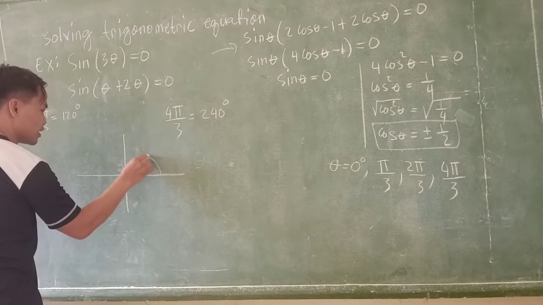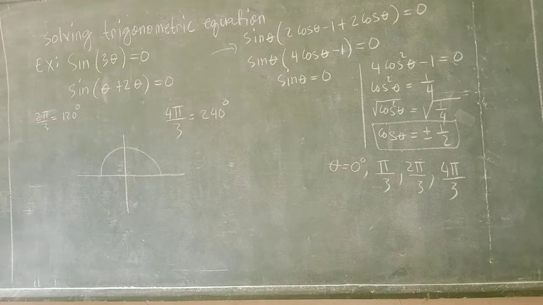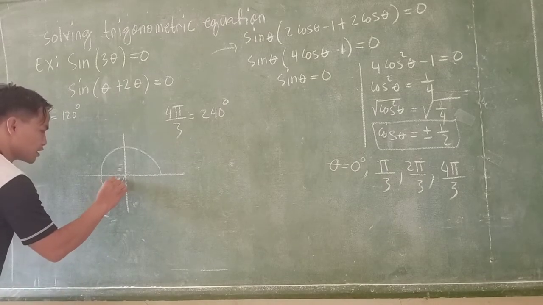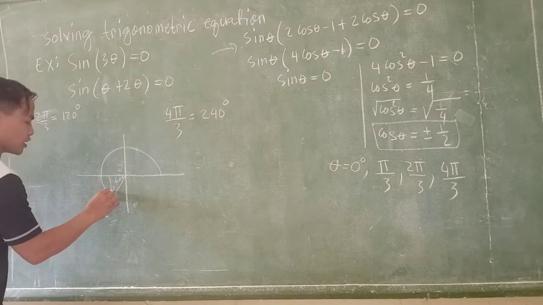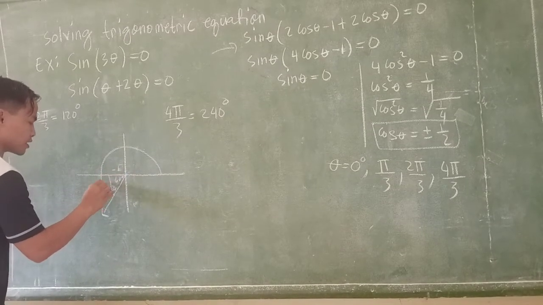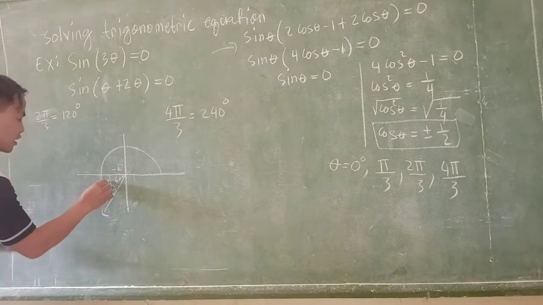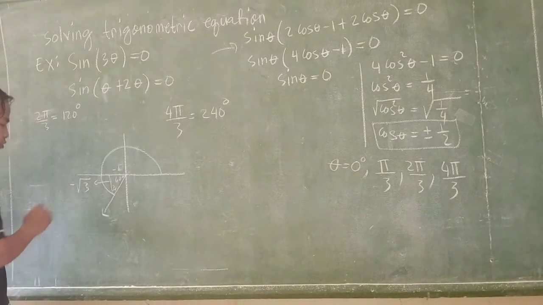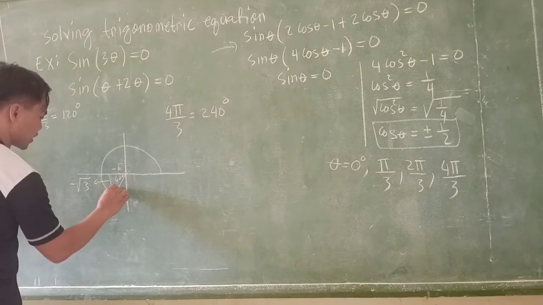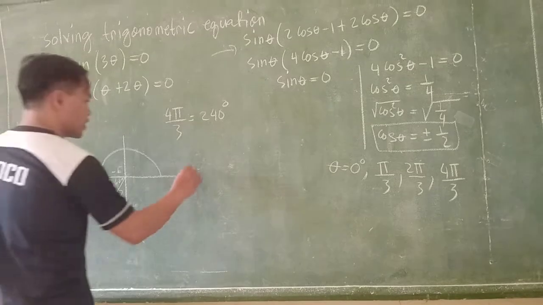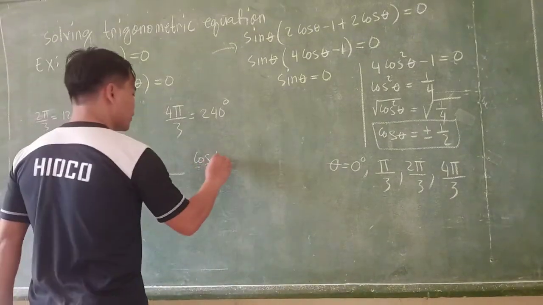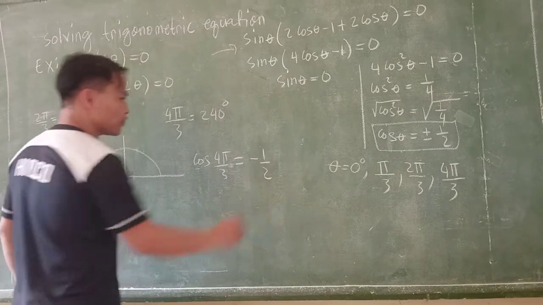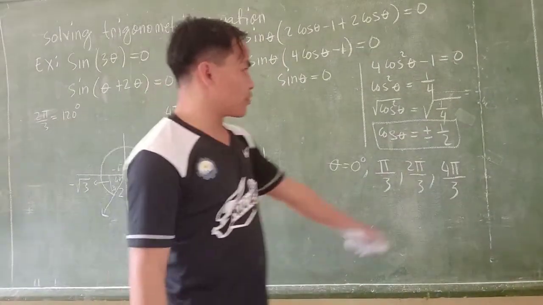For 240 degrees, we go past 180, then add 60 degrees to reach 240. There is the 60 degrees, and there is the 30. Again, the side opposite 30 is 1, and the side opposite 60 is square root of 3. But remember, we are in quadrant 3, so this will be negative. The hypotenuse is always positive, which is 2. Cos of 4 pi over 3 is adjacent over hypotenuse, which is negative 1/2. So 4 pi over 3 is also a solution.